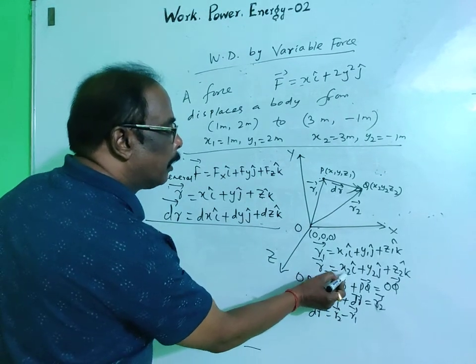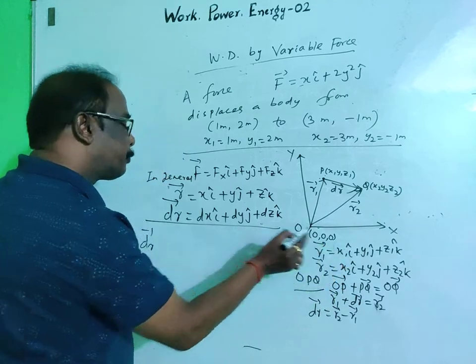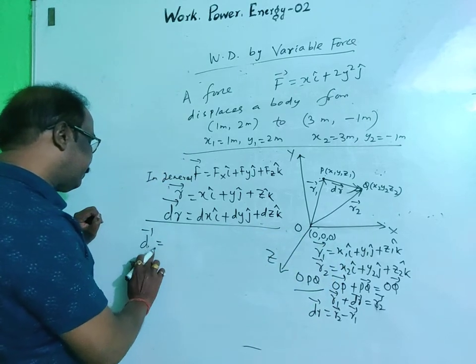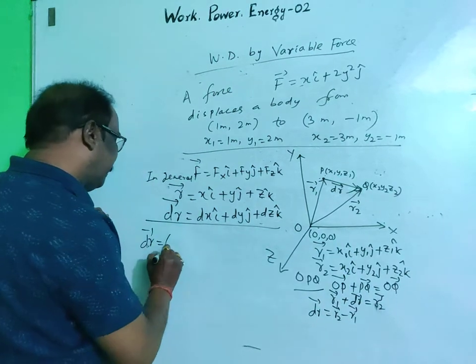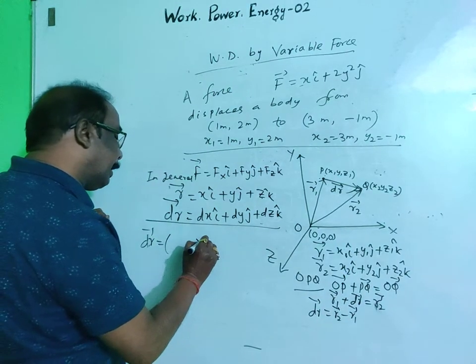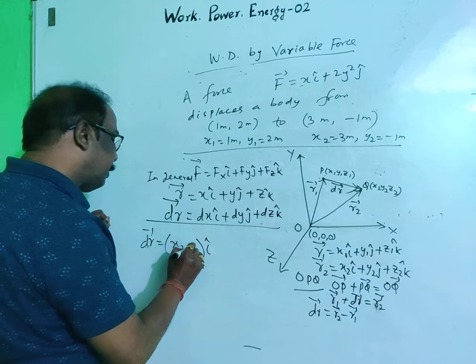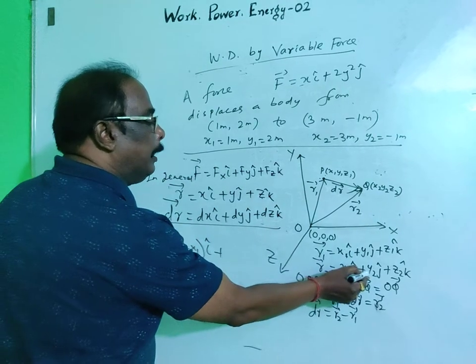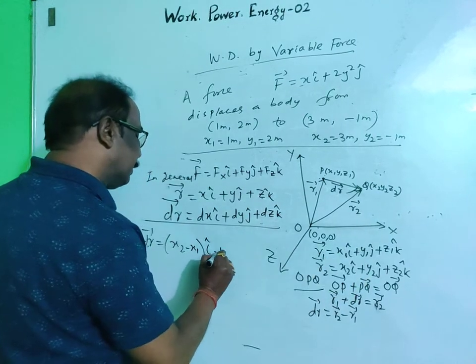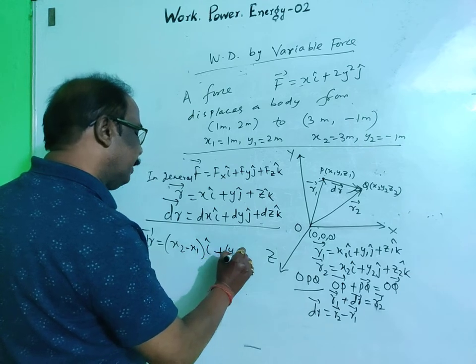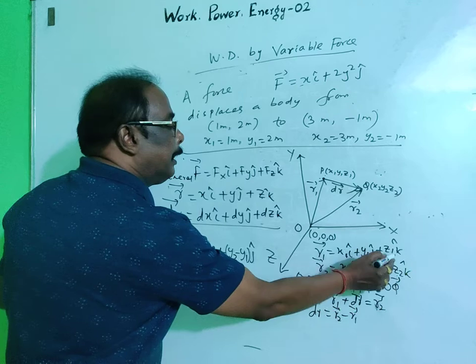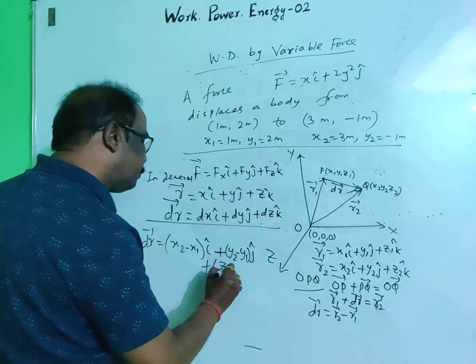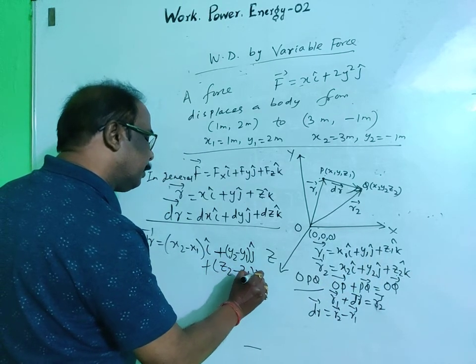R2 minus R1: x2 I cap minus x1 I cap. In the simplest way, bring I cap common, then x2 minus x1. Similarly, y2 j cap minus y1 j cap, that is y2 minus y1 into j cap. Similarly, z2 k cap minus z1 k cap, that is z2 minus z1 k cap.